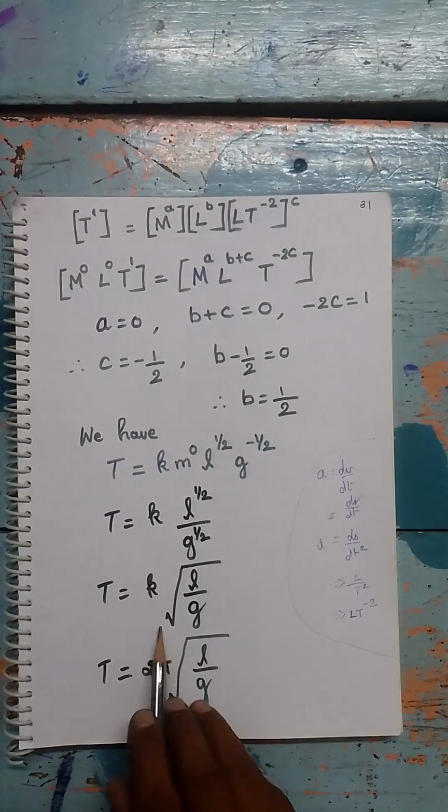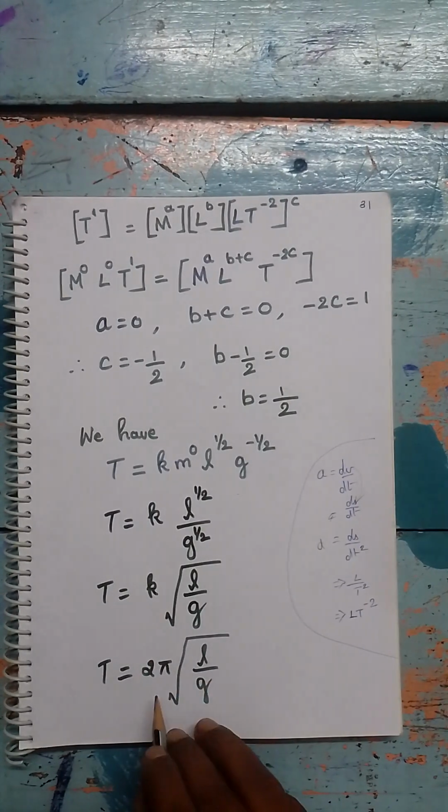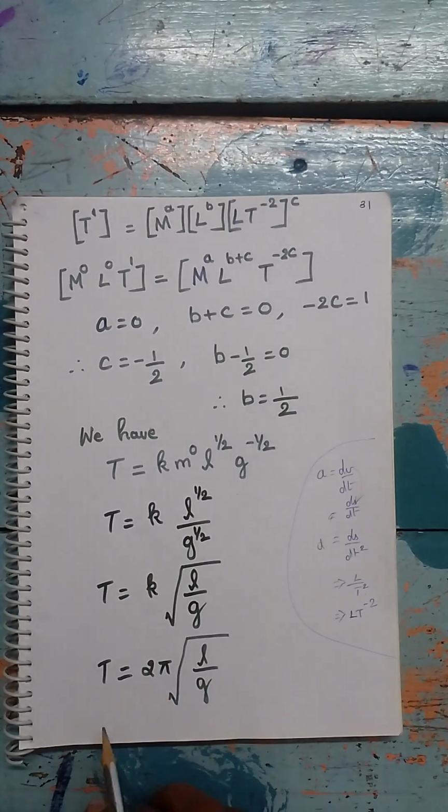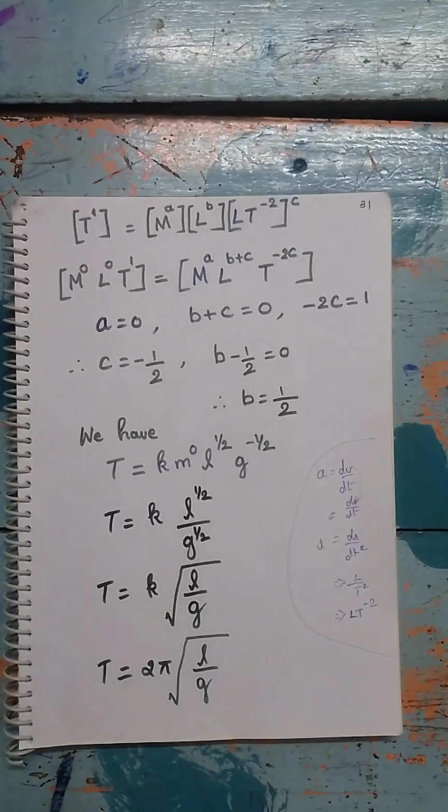Now in the question itself, the k value is given, it's a constant which is 2 pi. Therefore, T is equal to 2 pi square root of L by g. That's the answer for this problem. Thank you.